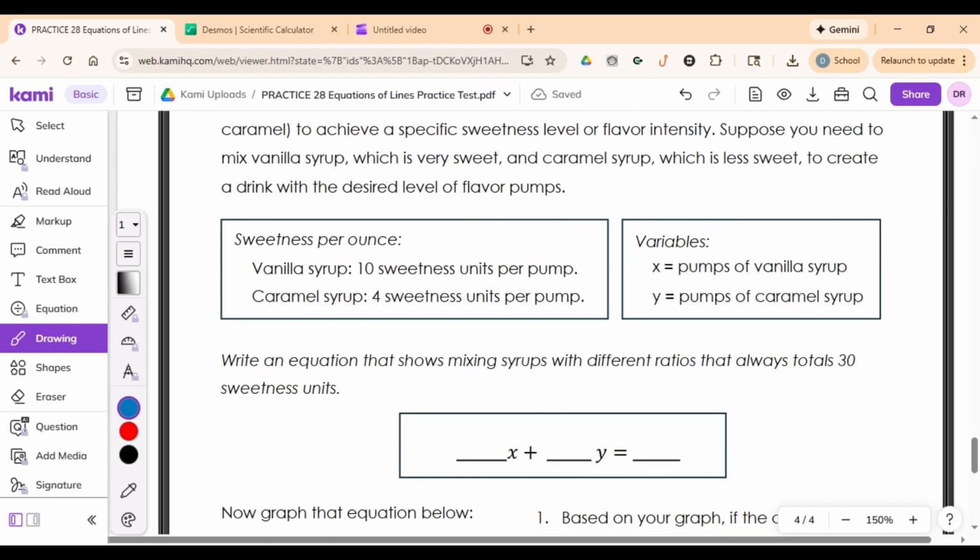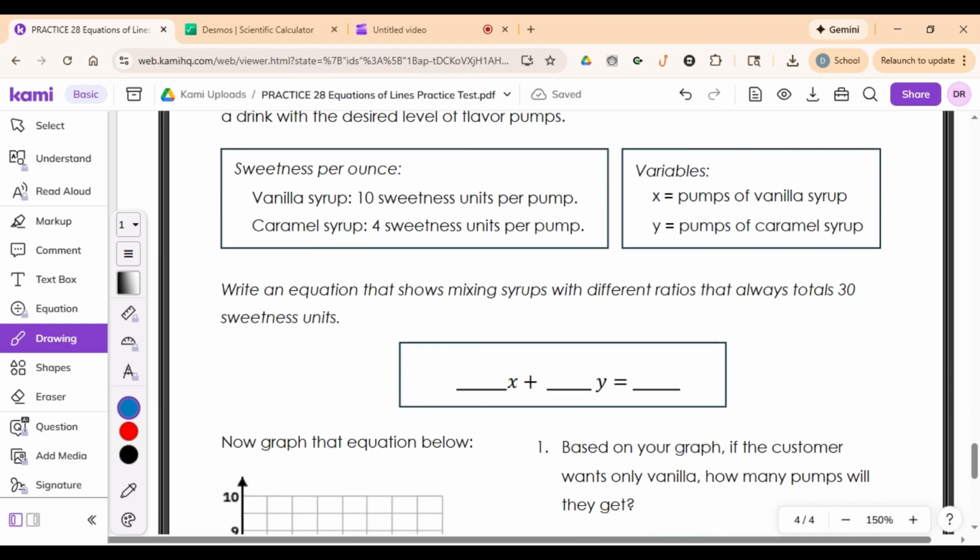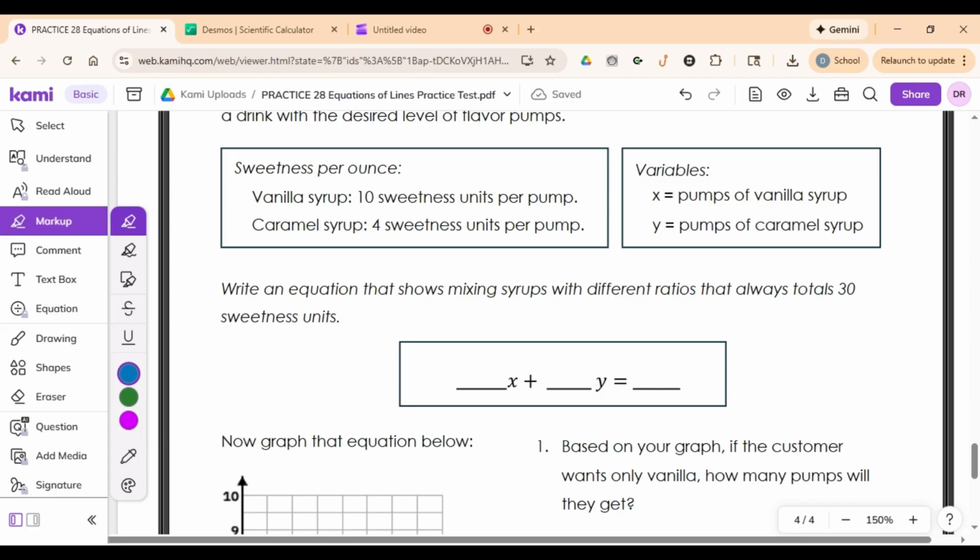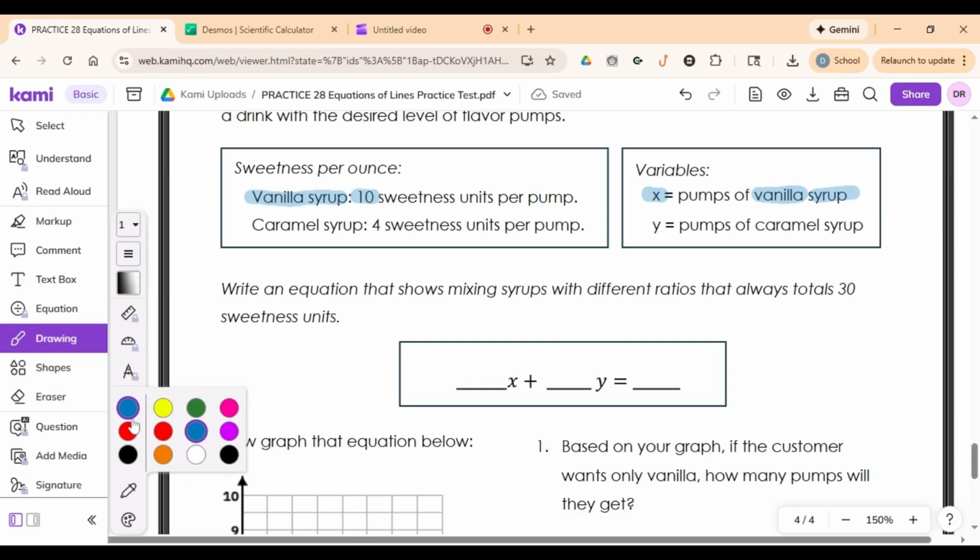So for this scenario, remember we were looking at what the variables are representing. In this first case, we see that X is the number of pumps of vanilla syrup. And when we look over here, we see the word vanilla. And if vanilla syrup has 10 sweetness units, what we can do is put this number 10 with that letter X. In my equation, I'll put a 10 in this first spot.